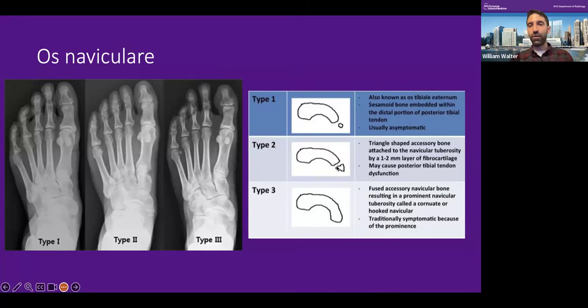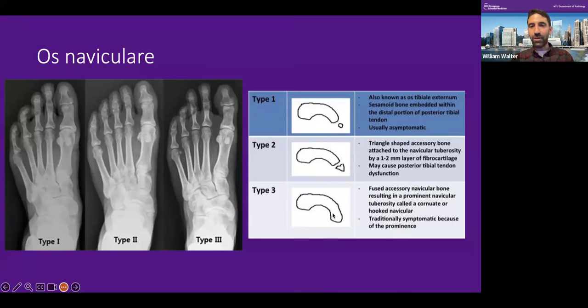It's big enough to form a little pseudarthrosis along the native medial tuberosity of the navicular. And that pseudarthrosis can degenerate. There's motion, especially with the inserting posterior tibial tendon fibers. It can degenerate, cause hypertrophic osteoarthritis and pain. And that's really the culprit behind os navicularis syndrome.